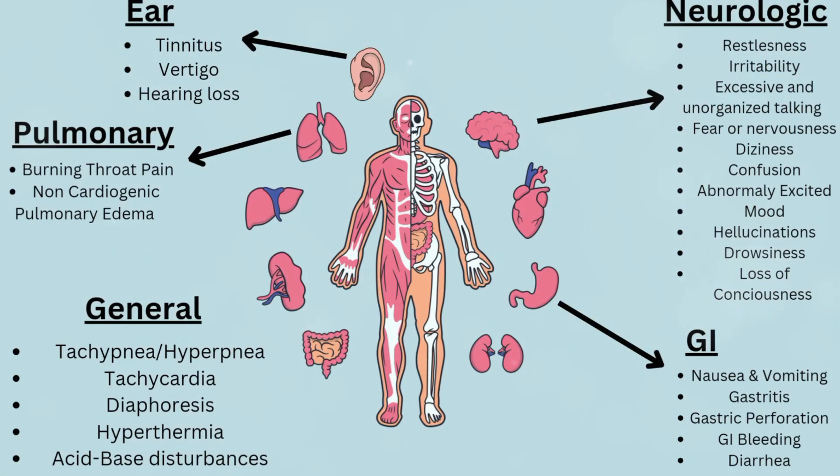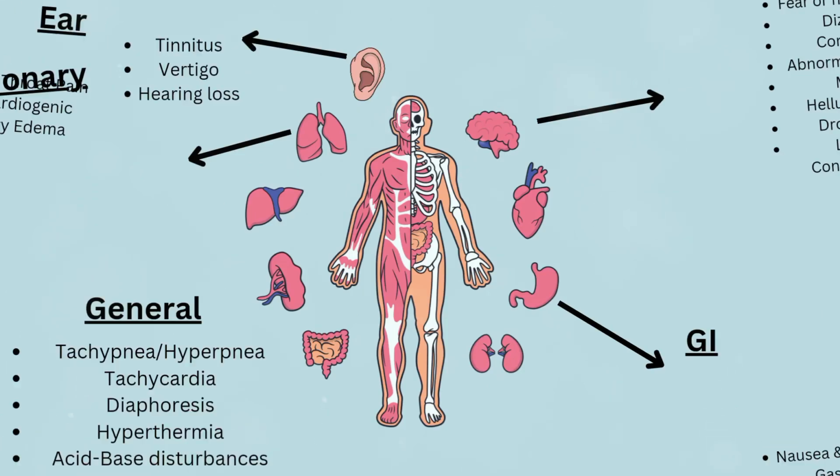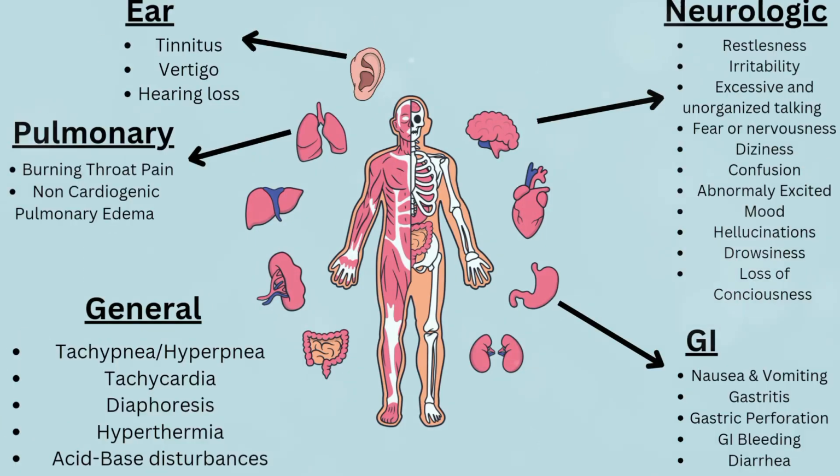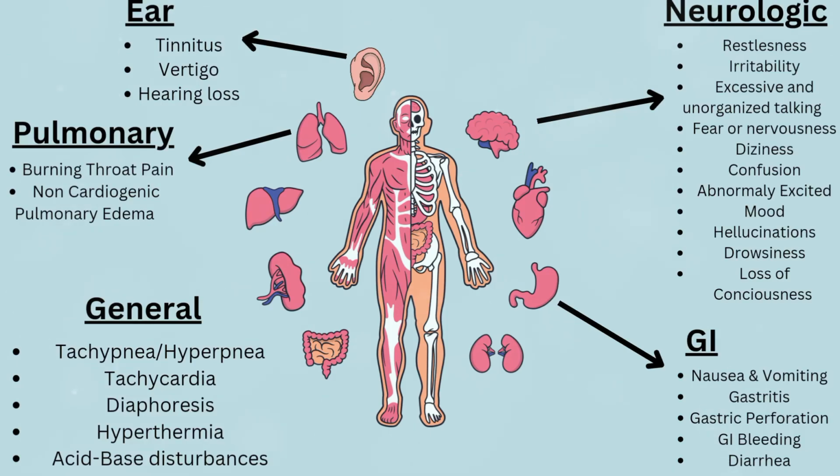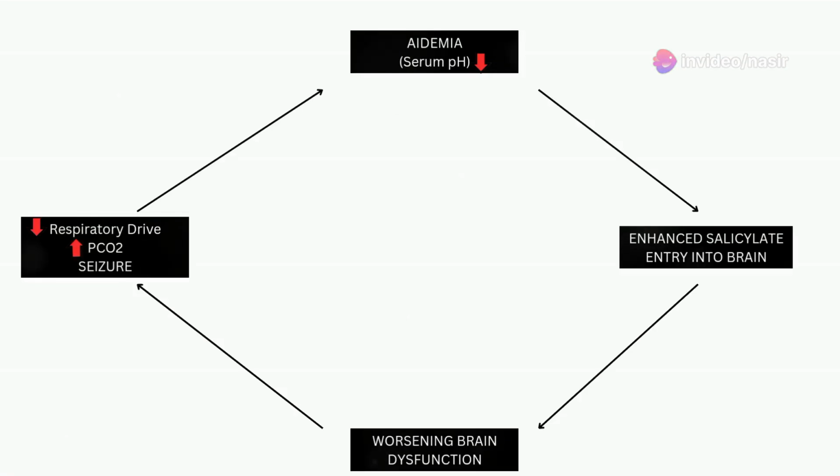So what are the key signs of salicylate poisoning? Symptoms can vary depending on the dose and time since ingestion. Early signs include nausea, vomiting, dizziness, and tinnitus, or ringing in the ears. As poisoning progresses, the patient may experience rapid breathing, confusion, dehydration, and in severe cases, seizures and coma. One of the hallmark effects is an acid-base imbalance, where patients often have both respiratory alkalosis and metabolic acidosis. Let's break that down further.